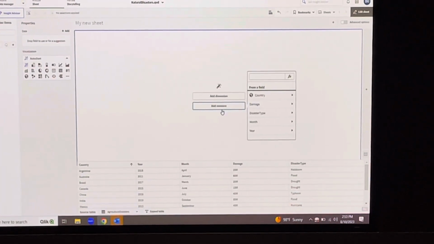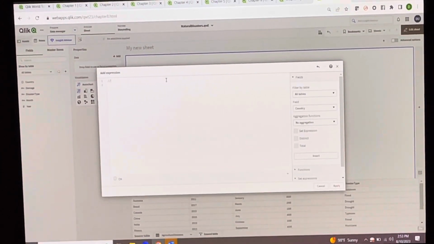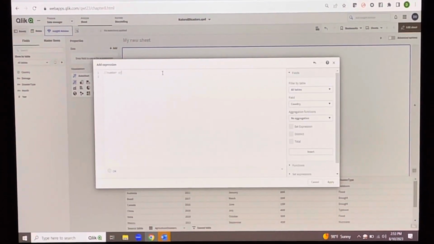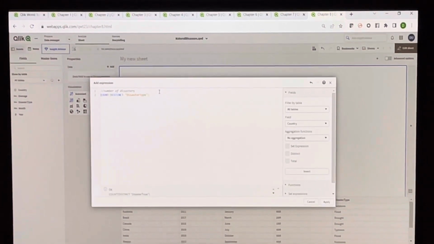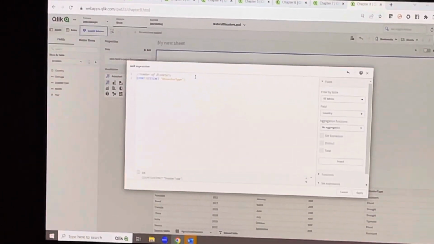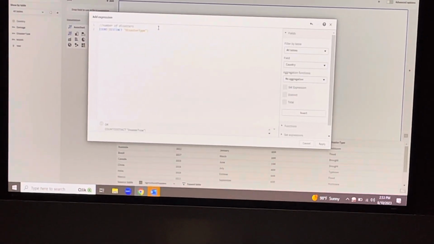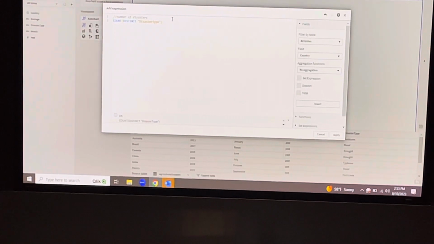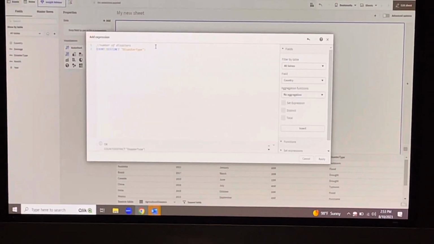Now, additionally, another thing that I can use the integration for is to help me with creating expressions. So let's see, I want to do number of disasters. I can type that in, and it actually goes ahead and creates the expression for me, which, if you haven't done a lot of development in Qlik, can be a little tricky, but this is a great way to accelerate and ease that for a lot of users, including developers as well.